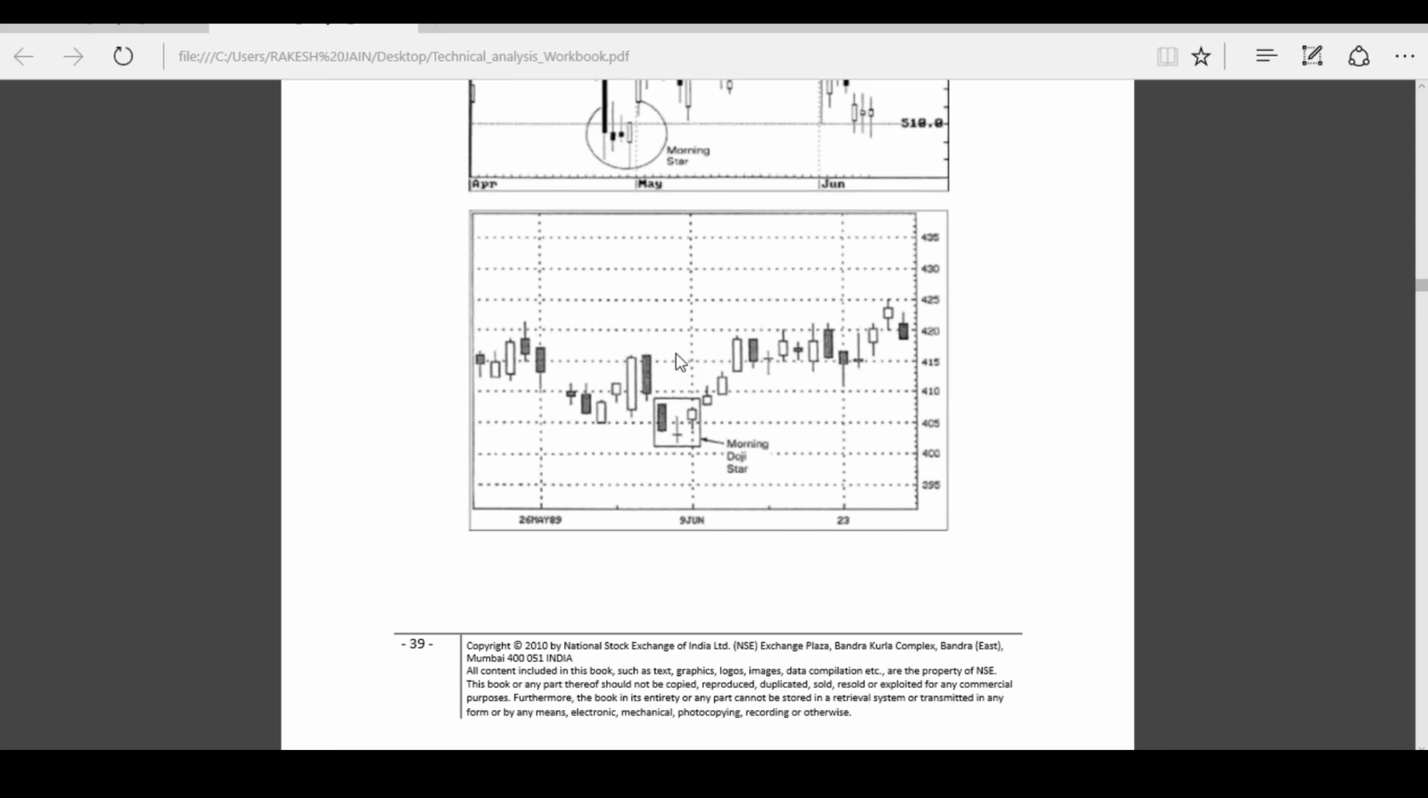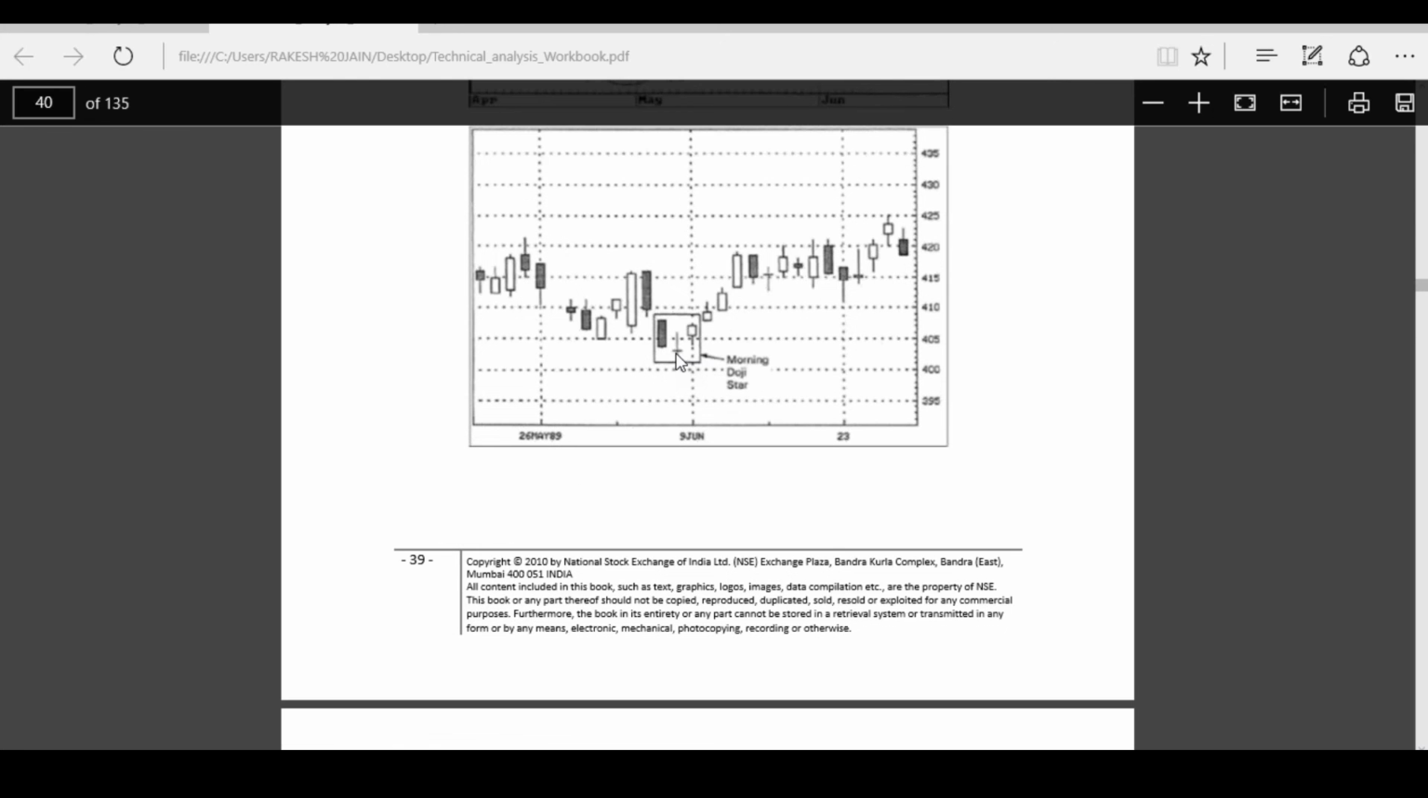But if the doji happens and the low is broken, it could go down. So we can't take a decision based on the doji alone; we have to wait for the data, volume also. Yes, you have to wait. And the more you get into trading, you will learn how to use these dojis.